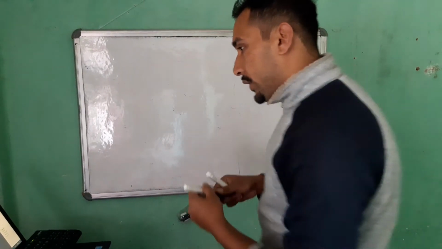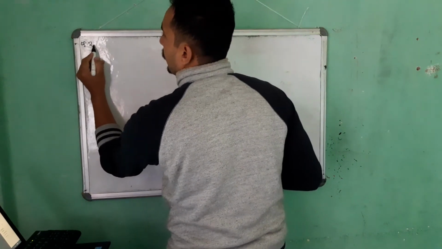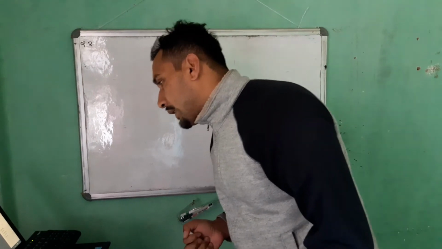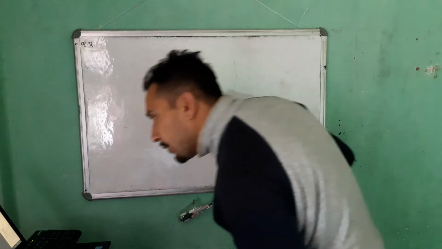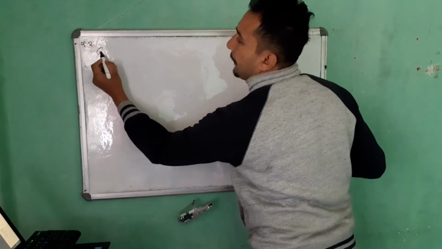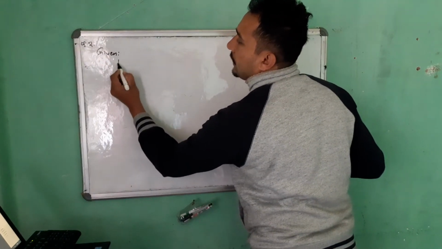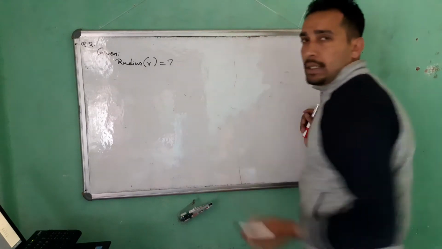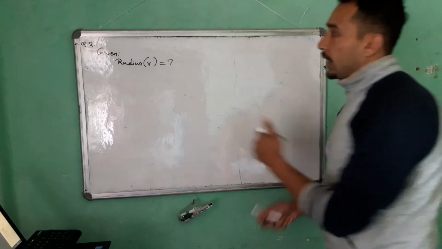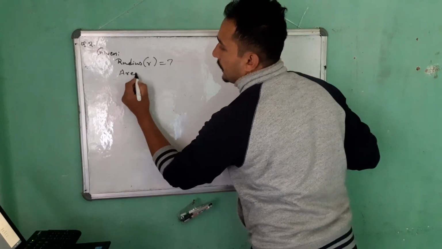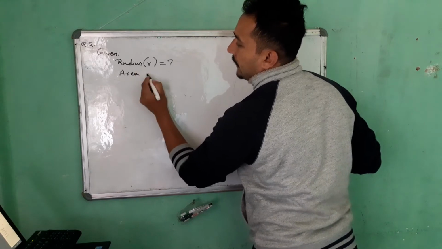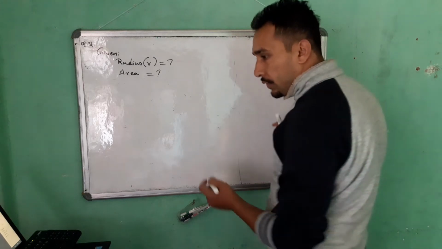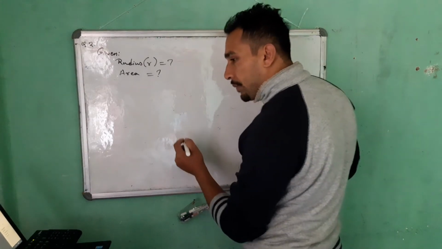Next question is question number 2. Find the radius and the area of a circle if its circumference is 18 pi centimeter. So given, radius r, you have to find the radius and the area. Area also we have to find. Area is also question mark.